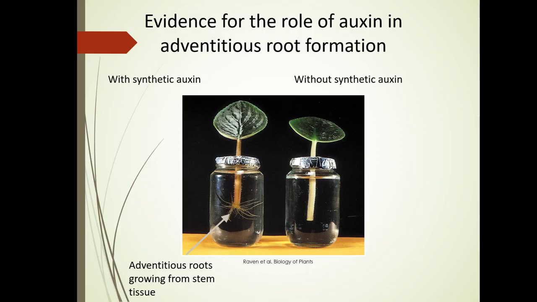Here's some evidence of adventitious root formation. On the left, we've got synthetic auxin. On the right, we don't. This is an African violet plant, and this is stem tissue that is rooted. So that's auxin that produces that.